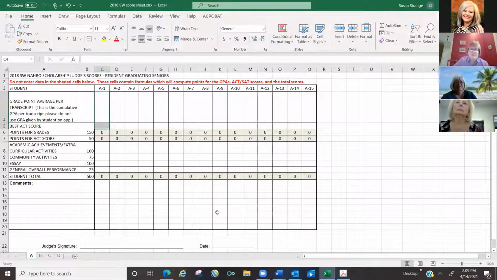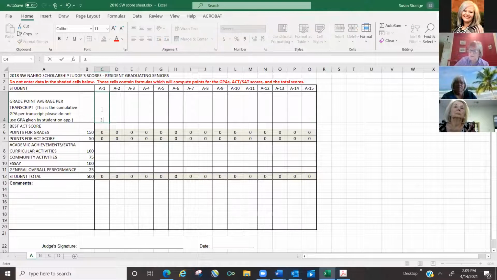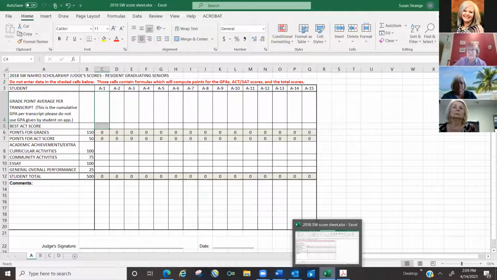This is the score sheet that you complete. There are some columns in here that are highlighted that are not to be used because they will be computed. So if you have a GPA of 3.7, it's going to compute the points for the grades. If there's an ACT score of 20, when you put it in there, it will compute that. And then the rest of them you put in. We'll come back to this score sheet in a few minutes. So let's clear it and let's look at the next thing.